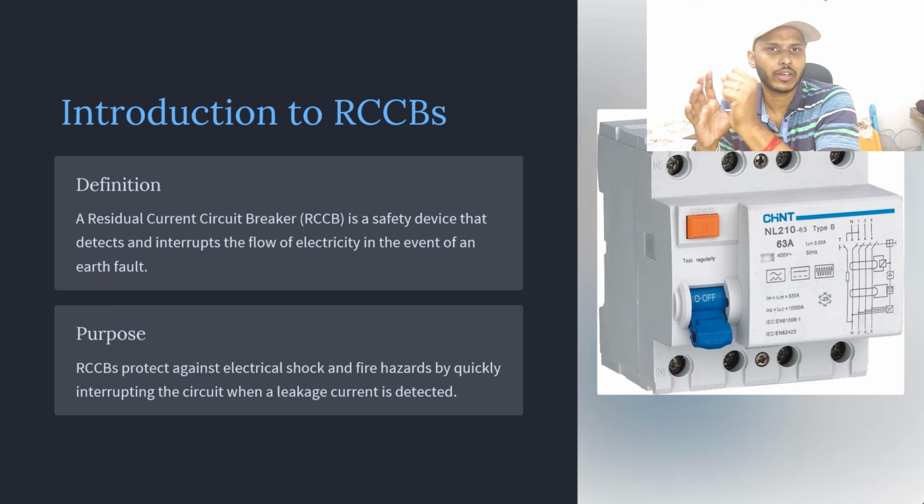This difference will be sensed by a CT, a current transformer, and the current transformer's output is given to a tripping coil. So whenever there is a difference between the incoming and outgoing current, the RCCB will sense it, trip, and protect us from electric shock. This is how an RCCB works.